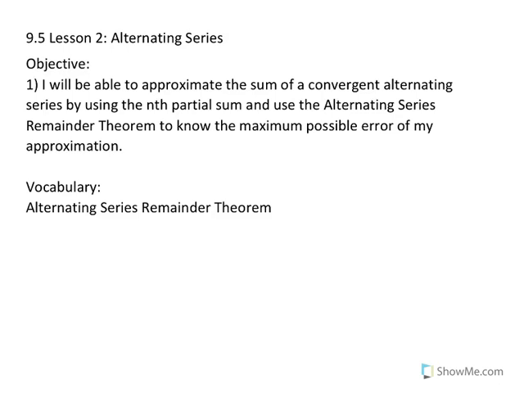So today we looked at objective 1, being able to approximate the sum of a convergent alternating series by using the nth partial sum, and using the alternating series remainder theorem to know the maximum possible error of our approximation. We looked at 2 variations of applying the alternating series remainder theorem with our 2 examples.